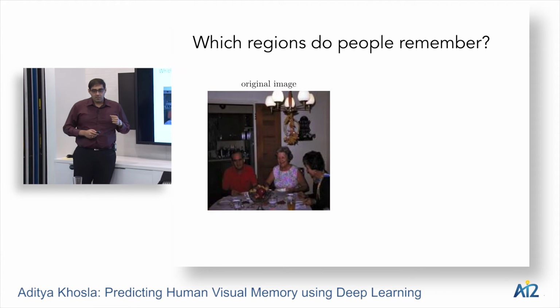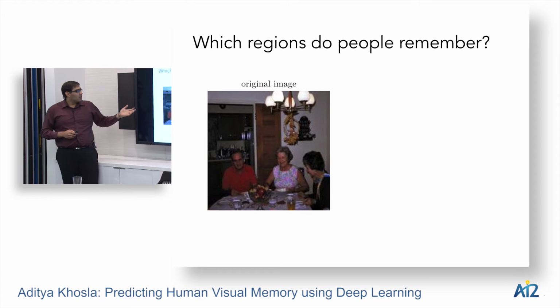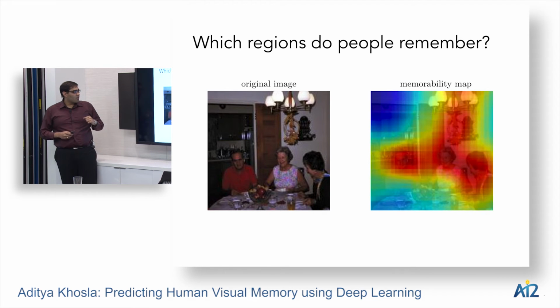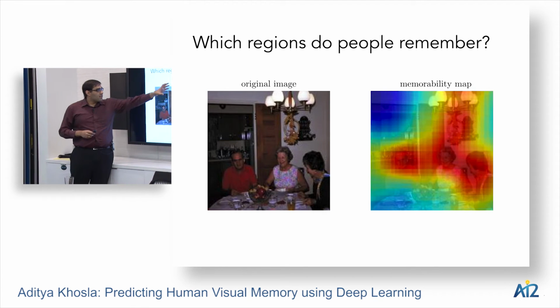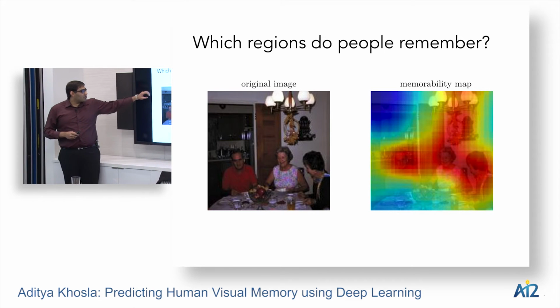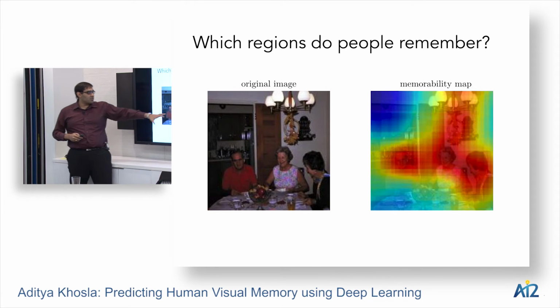Taking a look at a few more examples, in an image such as this one, what's memorable are the people as well as the chandelier, but not so much the utensils in the kitchen and what's going on in the background, as well as what's on the table.